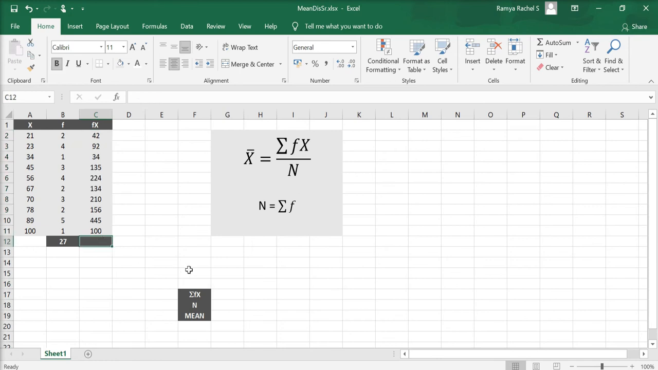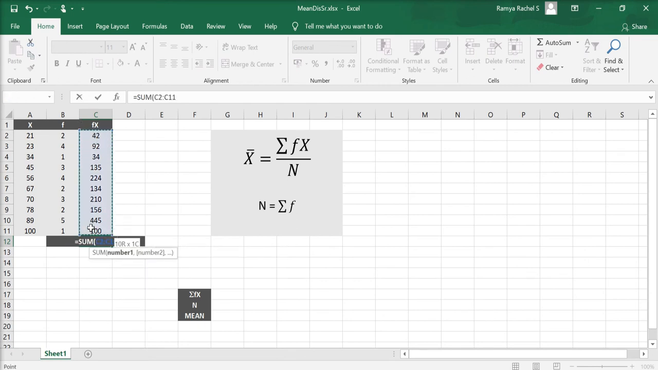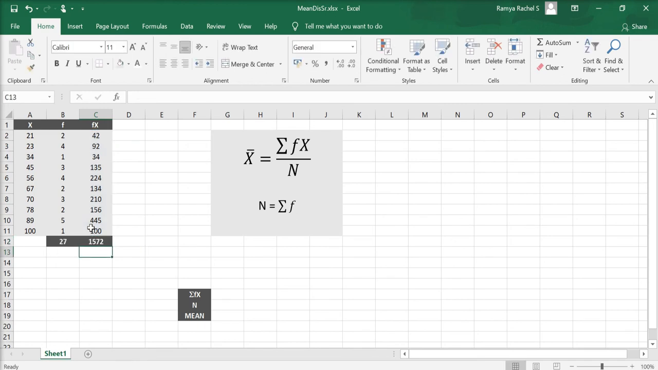Add all the fx values to find sigma fx. By using the formula equal to sum open bracket, select all the fx values and press enter. Now we have all we need to calculate the mean, sigma fx and n. To find the mean, we divide by using the formula equal to sigma fx divided by n. And that gives us the mean value. This is how we calculate the mean of discrete series.